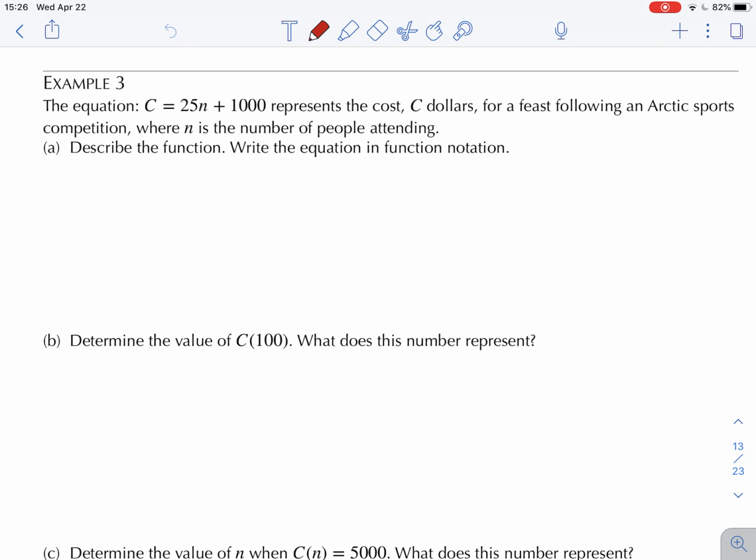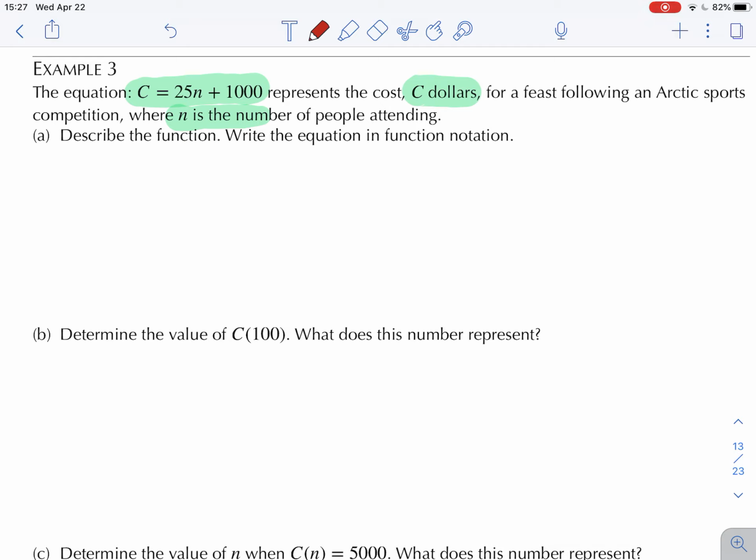Let's take a look at example 3. The equation c equals 25n plus 1,000 represents the cost, c, in dollars, for a feast following an Arctic sports competition, where n is the number of people attending. So we have a relation in 2 variables. C dollars, the cost, n is the number of people attending. Describe the relation. All right, so describe the function. Write the equation in function notation.